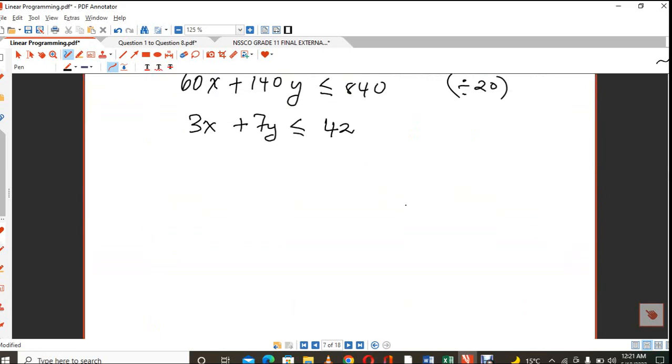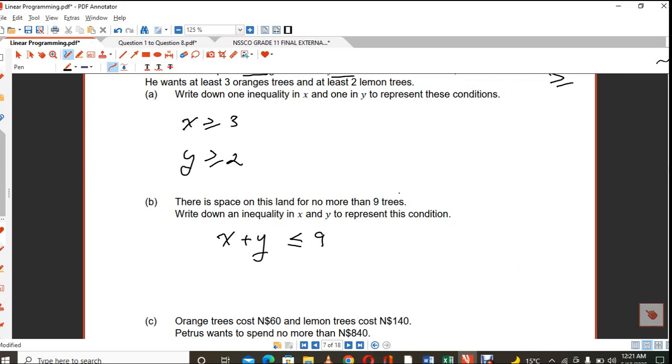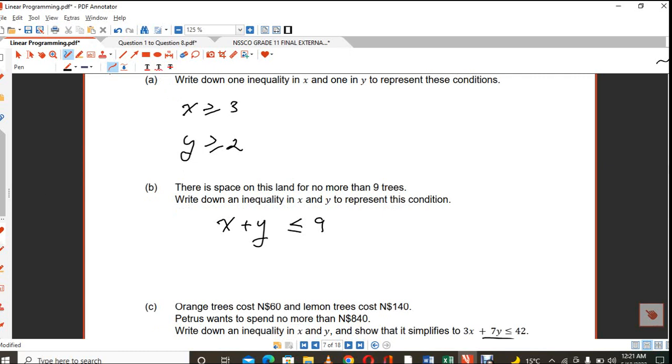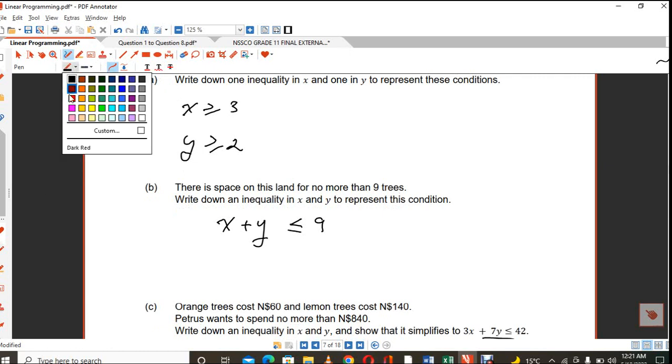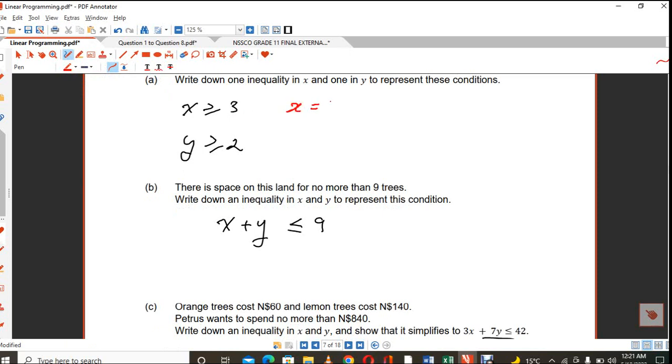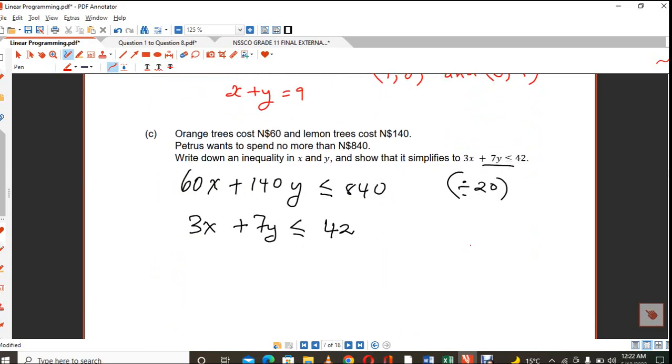So before I draw the inequalities, let me write them as lines. When I write this as lines, these 2 should be straightforward. This is supposed to be x equals to 3. This is y equals to 2. This one becomes x plus y equals to 9. Again, this one you will have the point 9,0 and you will have the point 0,9. That is, if you make x 0 and you make y 0, this is what you're going to get. So you can plot that, not a problem. The other one is this one here. So as an equation, it becomes 3x plus 7y is equal to 42.